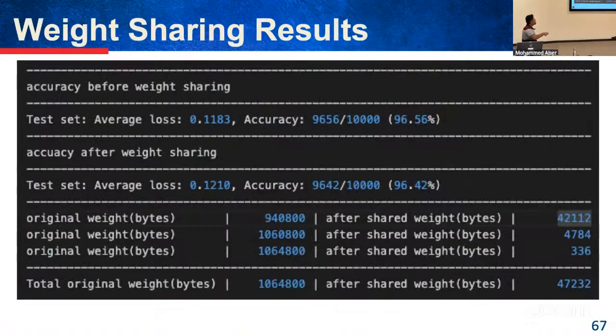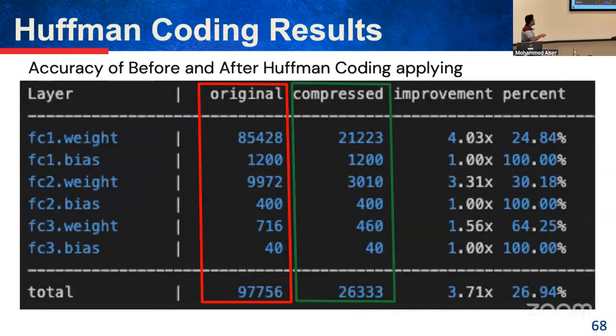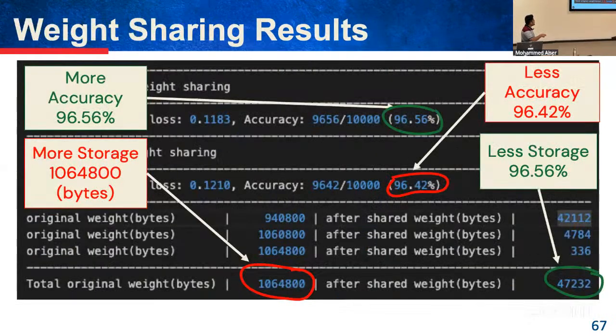Then there is another program for weight sharing. I also ran their code and found that if we want more accuracy, then we need more storage, because the weight value is higher. But if we accept slightly lower accuracy, then we may save storage.